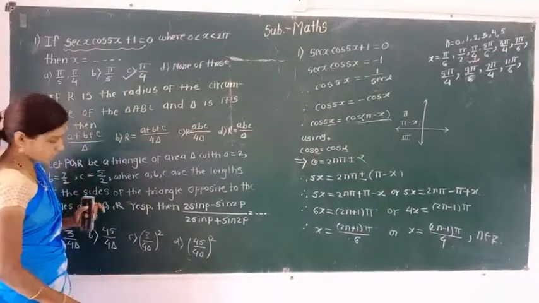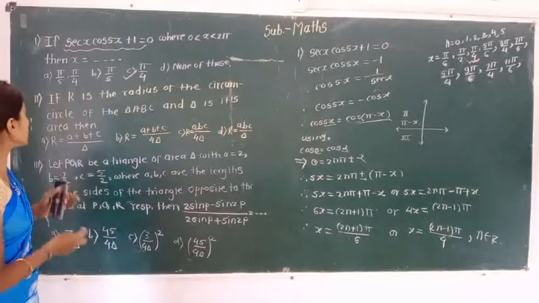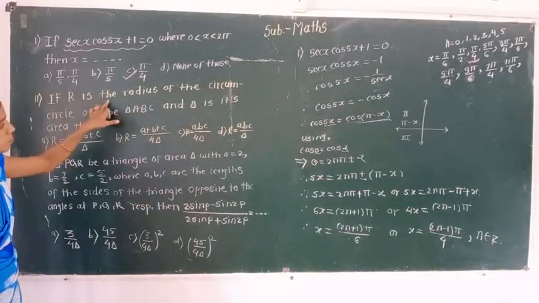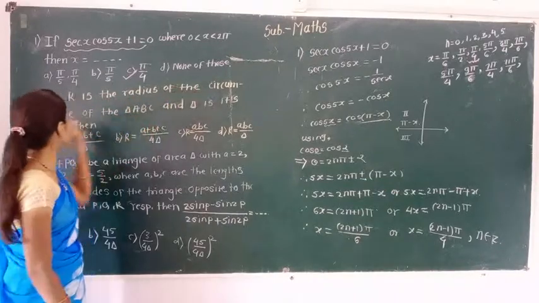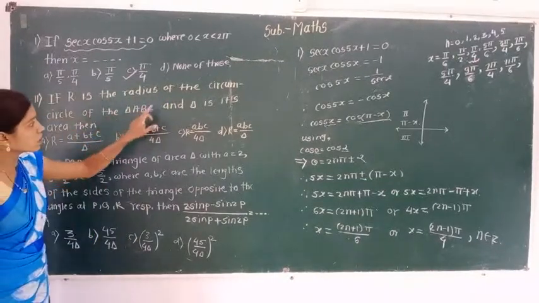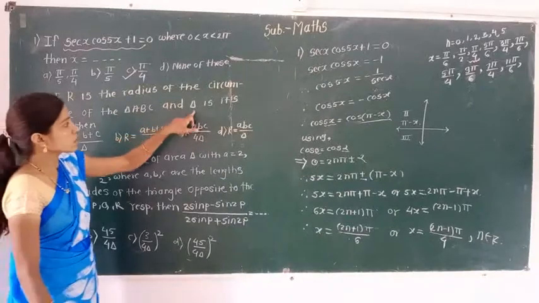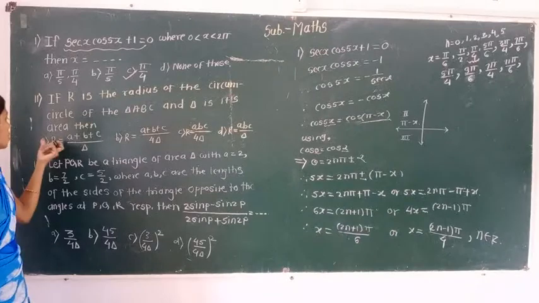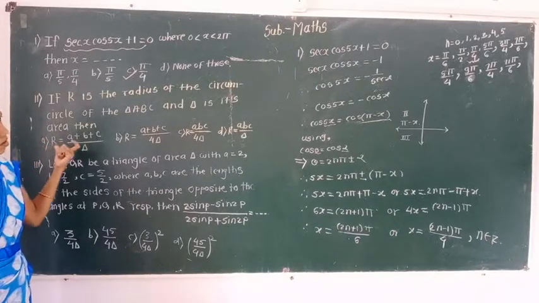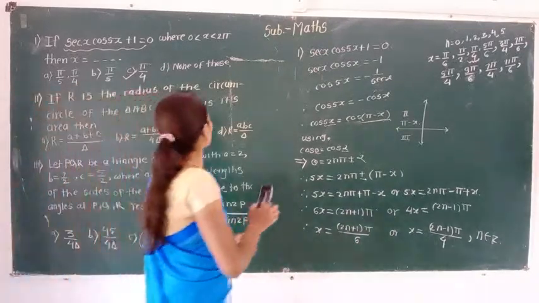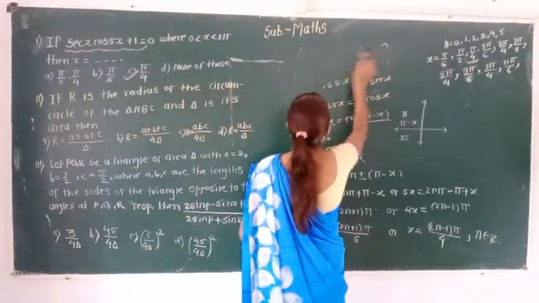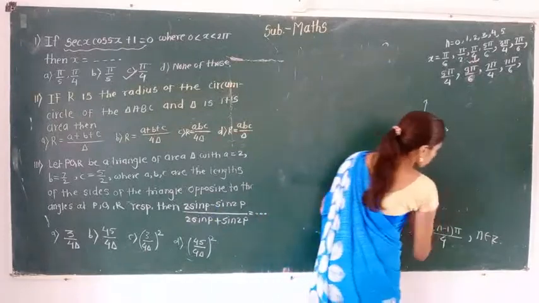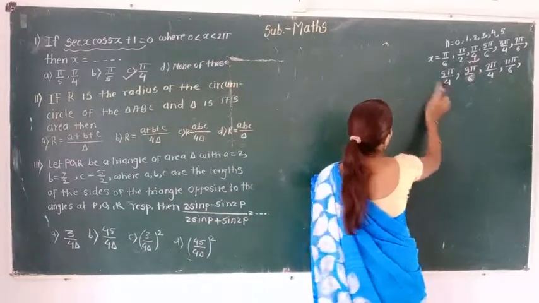Now let's move towards the next MCQ. See here, if R is the radius of the circumcircle of the triangle ABC and delta is its area, then find out the radius of the circumcircle. So see here, in this problem we are given the area of triangle ABC is delta.